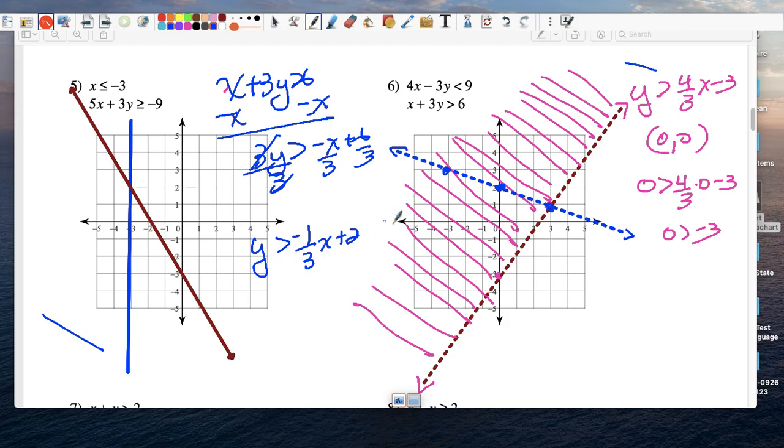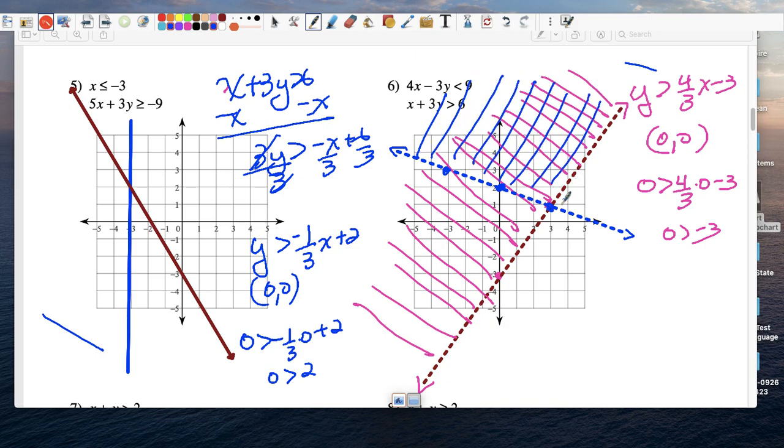There. Right, points on the line do not make the inequality true. Now, take a test point. Either it's going to be points above the blue or below the blue line. So use 0, 0. That's going to tell us which way to shade. We get 0 greater than negative 1/3 times 0 plus 2. And we get 0 is greater than 2. 0 is not greater than 2. So 0, 0 is below the blue line. So we don't want that area, any number below the blue line. So we want numbers above. So notice this whole section where the purple and the blue meet. That's our solution.